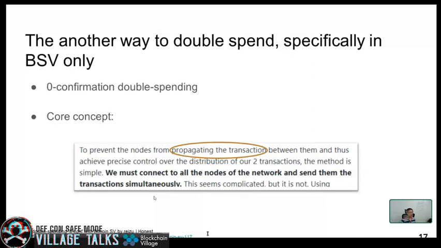And the core concept of it is to prevent the nodes from propagating a transaction between the miners and the other miners. So he connects to all the nodes of the network and sends them the transaction simultaneously, whatever the number of nodes are. Then, using the ratio of the two types of transaction, using the ratio of the mining power, to determine which transaction should be valid at the end of the day. And in this scenario, it's the reverted one, right? Just revert the first one. And yeah, that's the core concept of doing that.